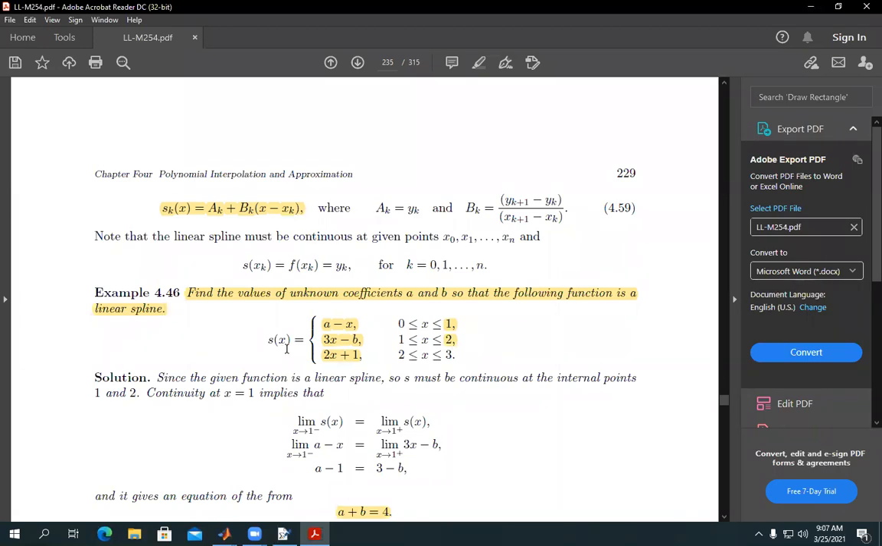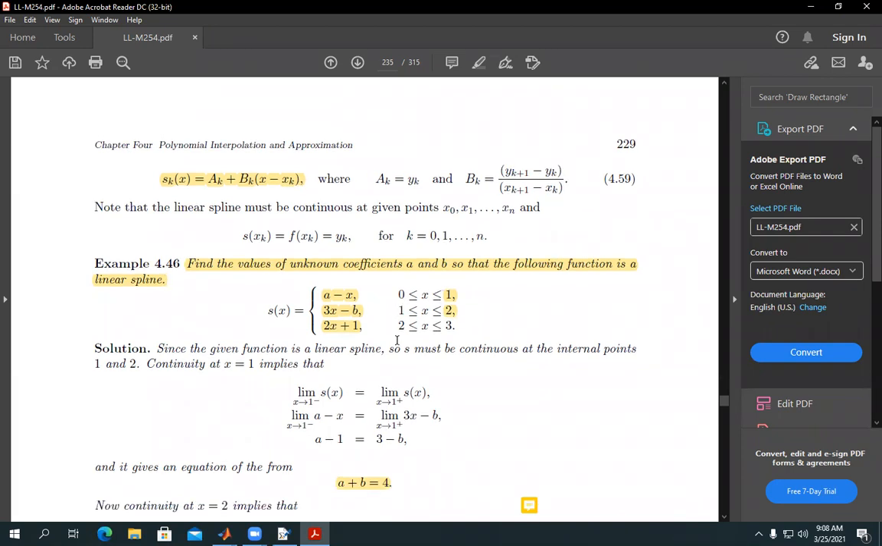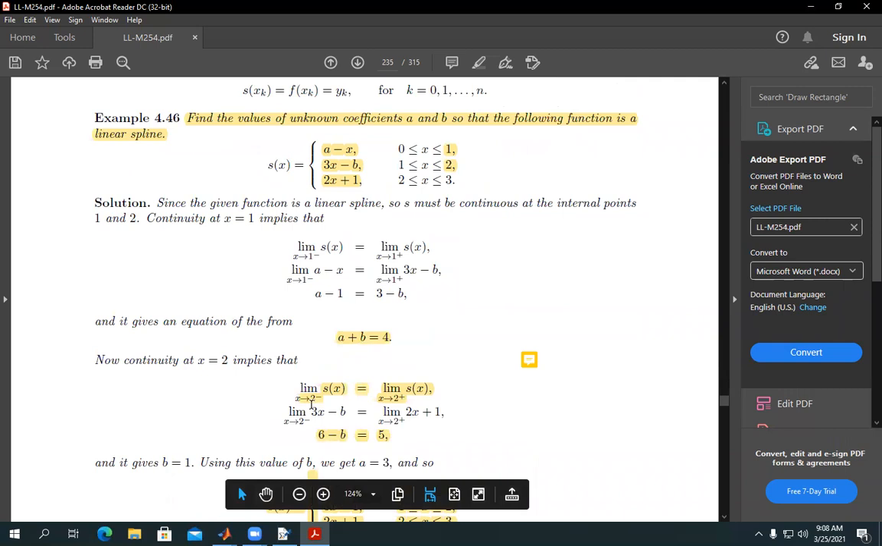You remember in Math 150 what continuity means? Continuity means the function must be defined in the interval, which we know it's a linear part. And the second one, that the left limit must be equal to the right limit. That means the limit must exist. So you can say the linear spline means the limit exists. So the limit exists means the left limit must be equal to the right limit for the case 1. Left limit and the right limit must be equal for the case of x is equal to 2.